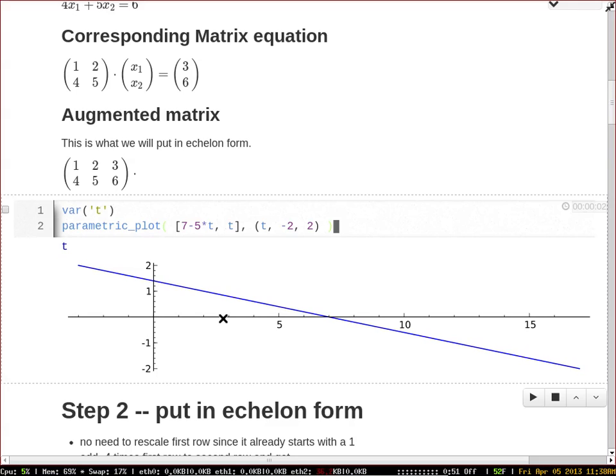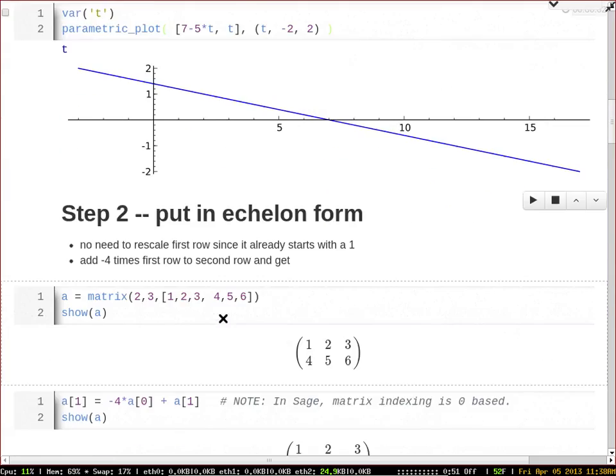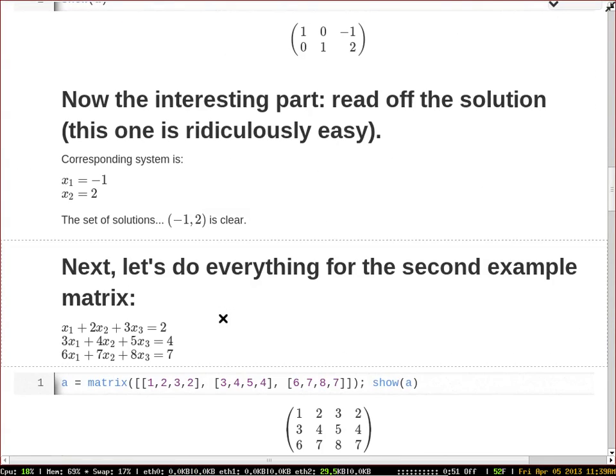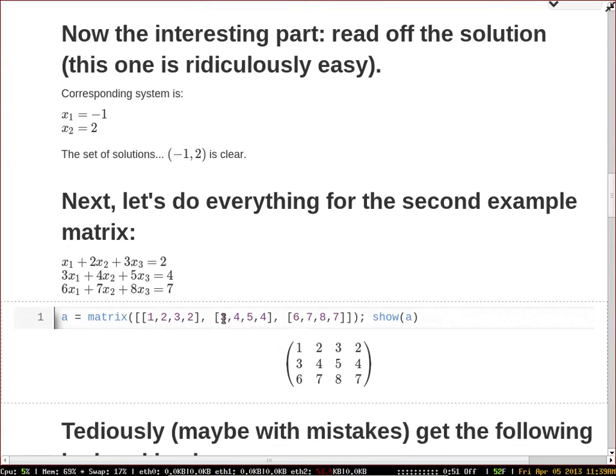All right, so step 2 is to put it in echelon form. And step 3 is to read off the solution. All right, so let's just do the whole thing again, but for a 3 by 3, or a system of 3 linear equations and 3 unknowns. Okay, any questions before we do that? Okay.